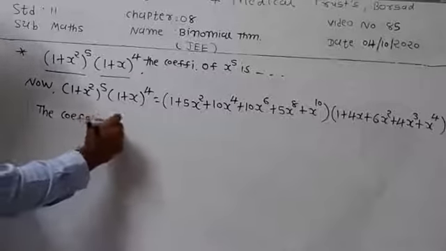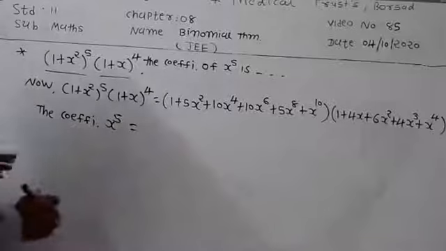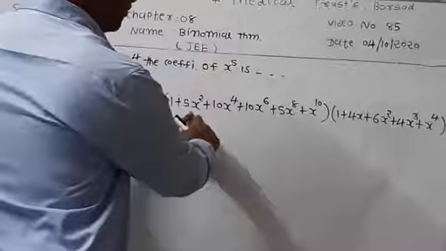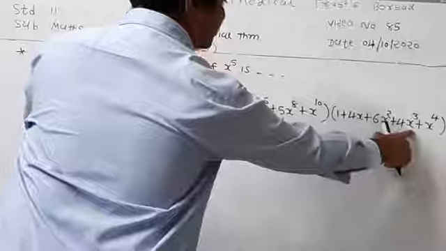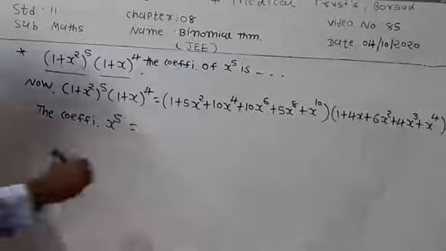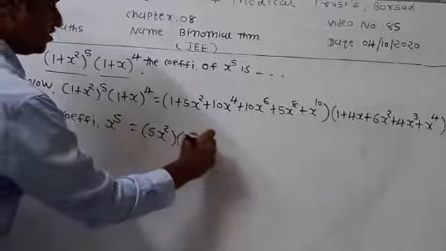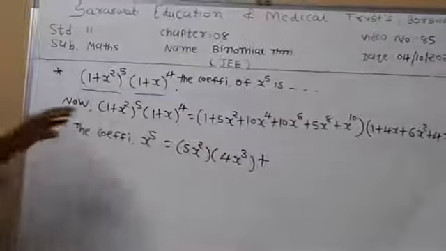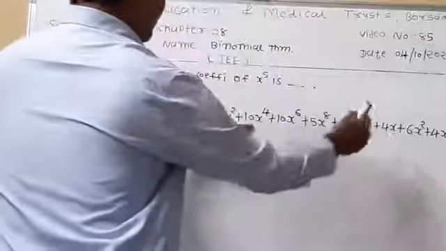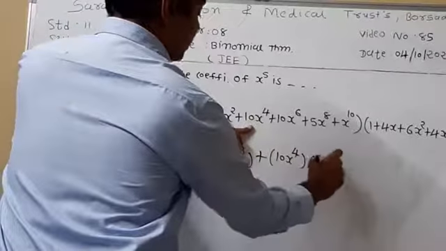So here we only need the coefficient of x raised to 5. First of all, 1 multiplied by any term does not give x raised to 5. Now 5x square, here the power is square and here the power is cube. So multiply the second term with the second last term in the other bracket. So 5x square into 4x raised to 3, plus. Now another term is 4x, here power 4 of x is present. So another term is 10x raised to 4 into bracket 4x.